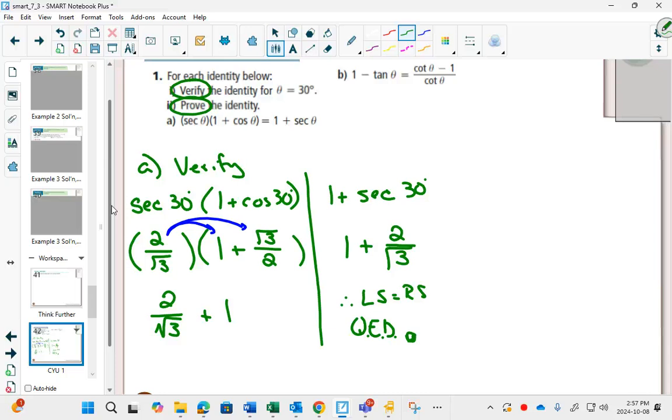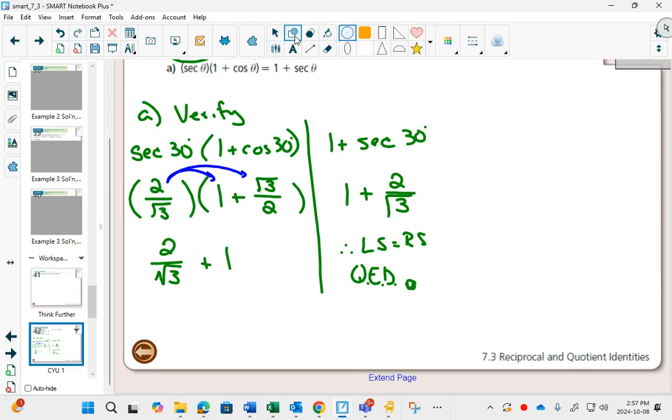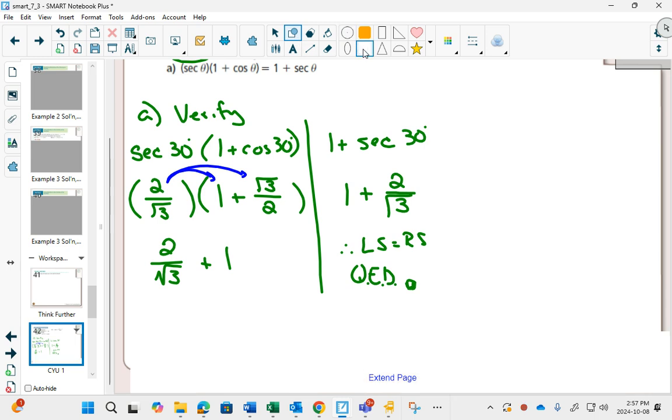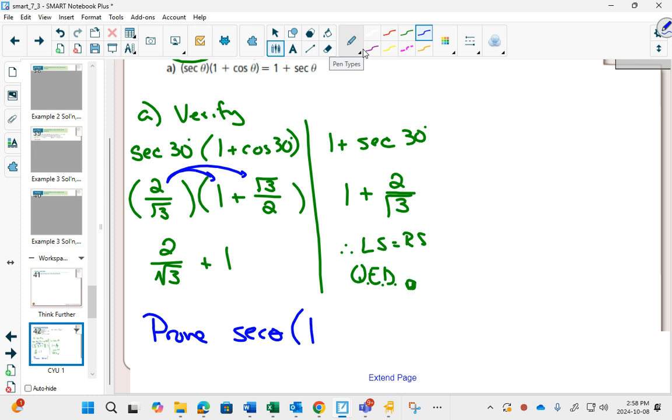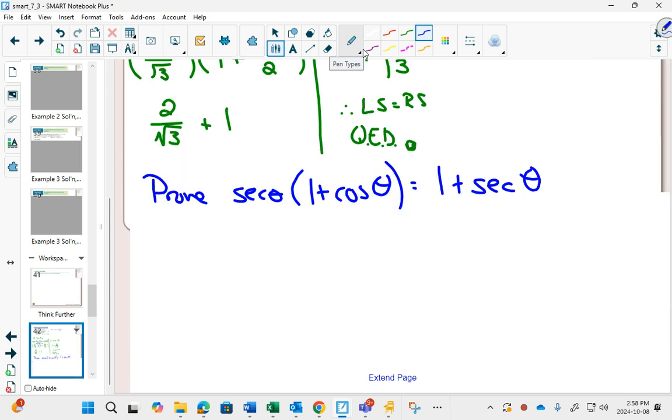At the end of that, you said we proved it, and you just said when you finished. Sorry, we just verified it. We just verified it. That was the, yeah. And like I said, we're going to do more proofs than verifications. Now we're going to actually prove it. So to actually prove it, I'm going to use that main strategy.